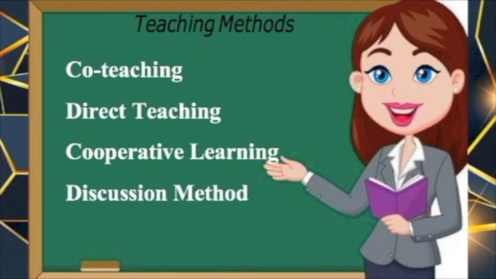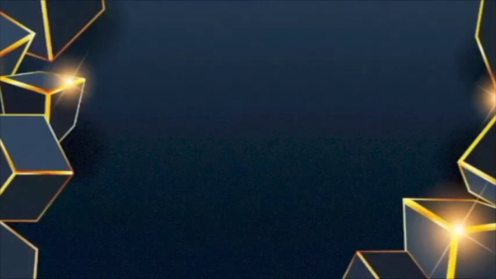Direct teaching refers to instructional approaches that are structured, sequenced, and led by teachers, such as in a lecture or demonstration. Co-teaching is defined as 2 teachers working together with groups of students, sharing the planning, organization, delivery, and assessment of instruction. And finally, discussion method, where ideas or experiences are shared and discussed among the students.